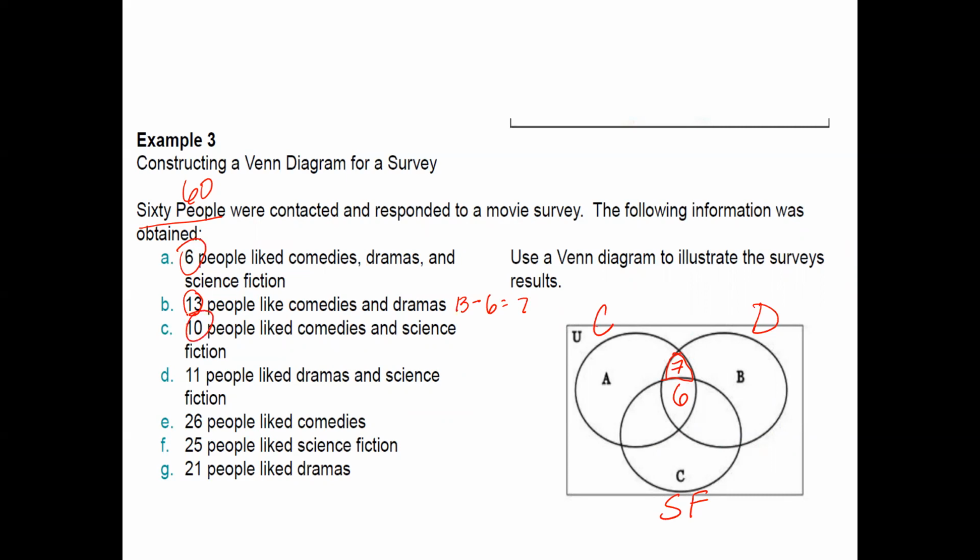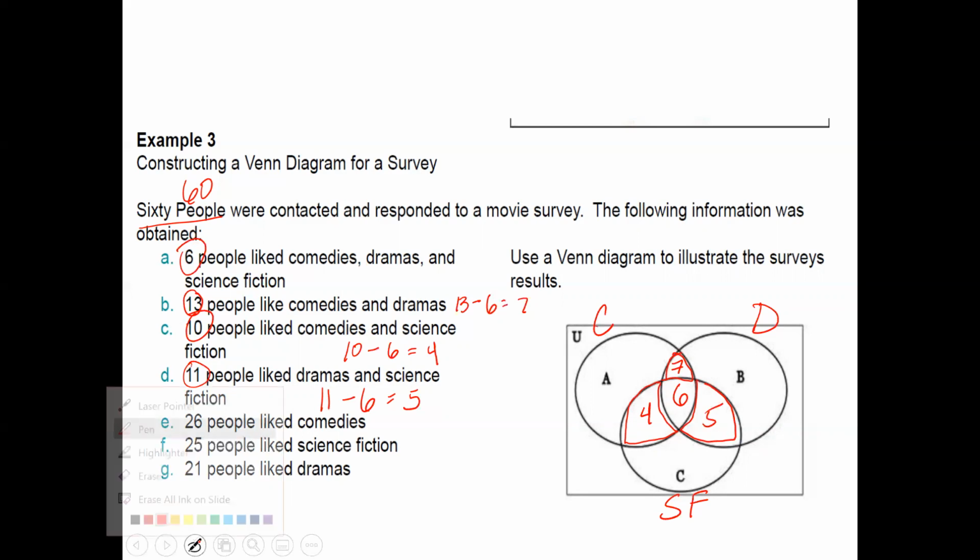So that area is going to be 7. 10 people like comedies and science. So comedies and science is going to be this overlapping area. And since there are 10 people, I'm going to take 10 minus 6, which gives you 4. I'm going to put 4 right there. 11 people like drama and science fiction. So this area right here. So 11 minus the 6 is going to give you a 5.